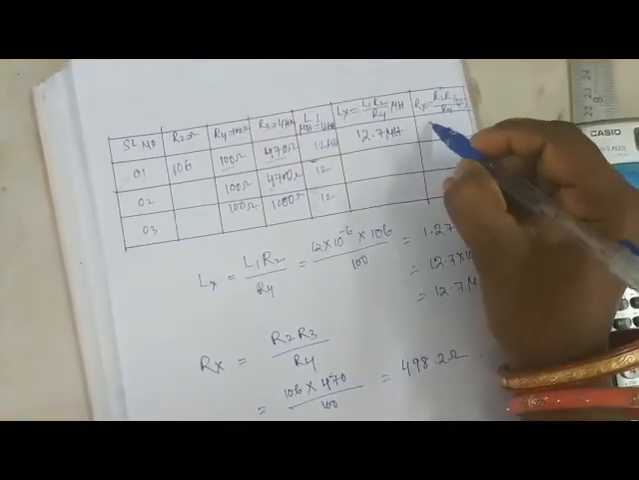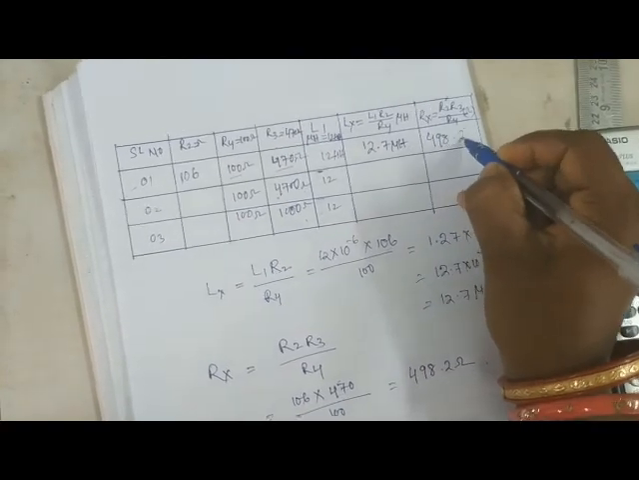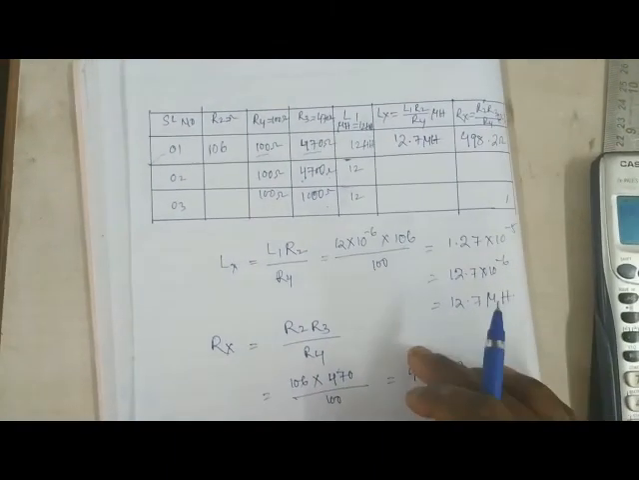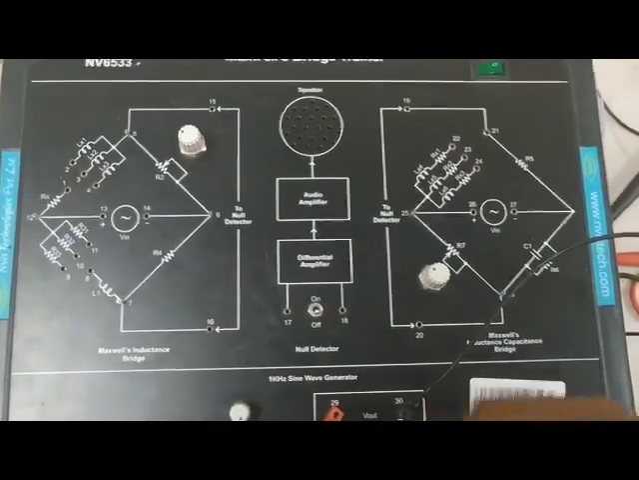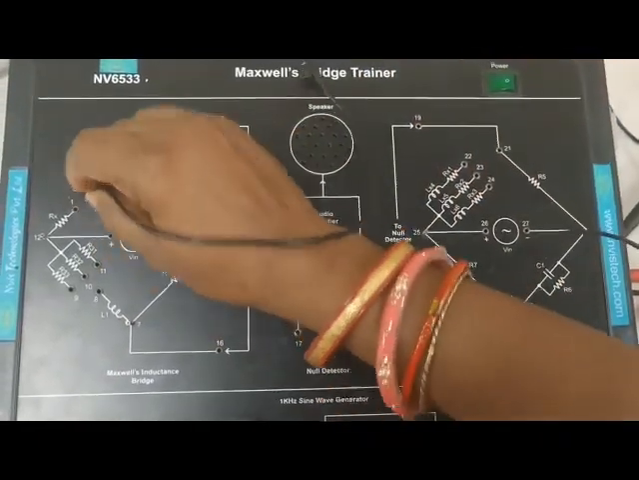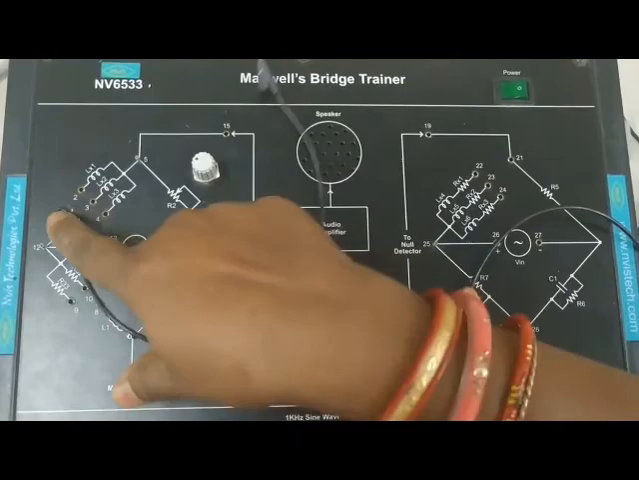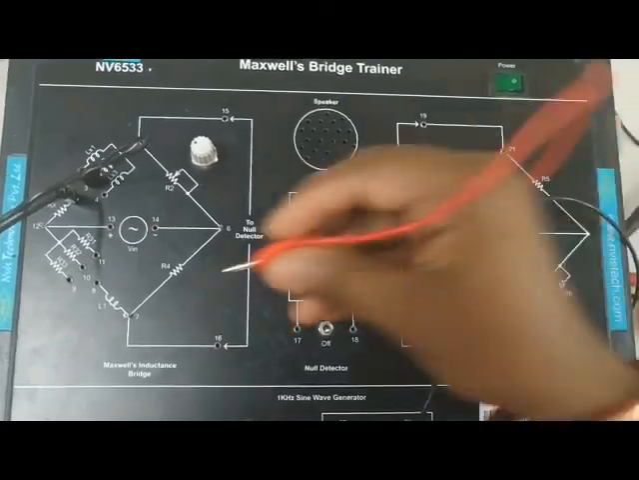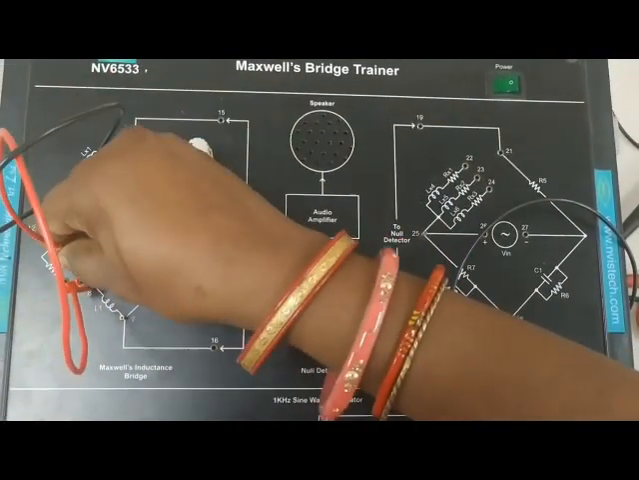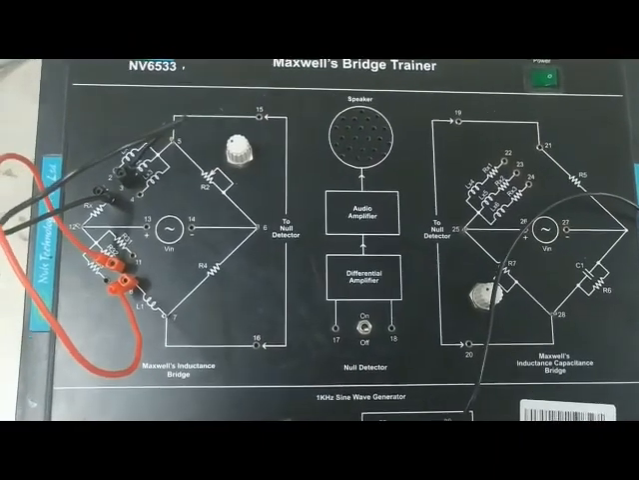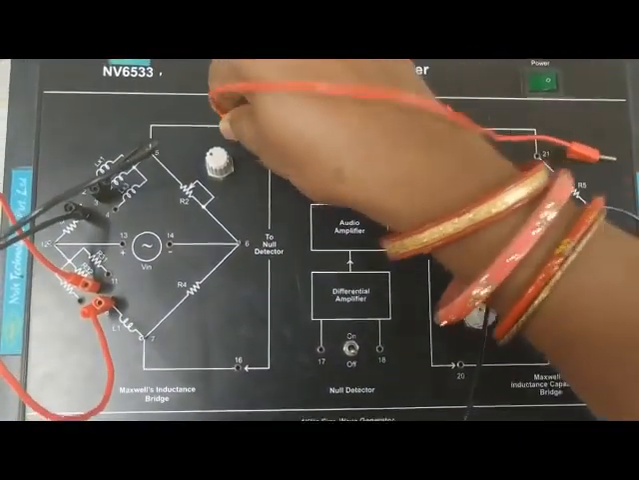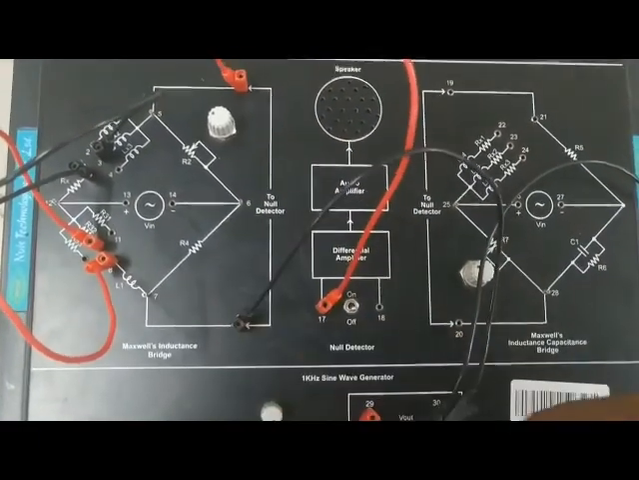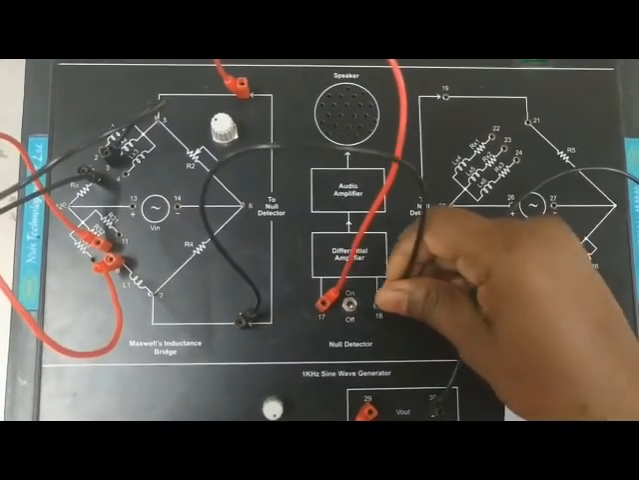Then do the next one. Let us start calculating Lx2. So connect as per the circuit diagram. Take one patch cord, connect from 1 to 3 and connect from 8 to 10. Connect from 15 to 17 terminal. Next 16 to 18 terminal.